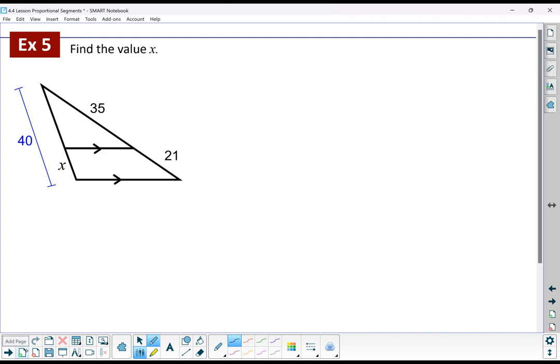Okay, we want to find the value of x. So if we know that this whole length is 40 and we know that this part of it is x, that means this part of it is 40 minus x. So when we set up our equation, we can do 40 minus x divided by x is equal to 35 divided by 21. And again, there's multiple ways you could set this up. This is just the way my brain first saw.